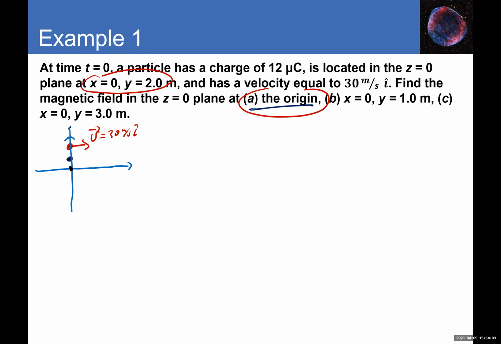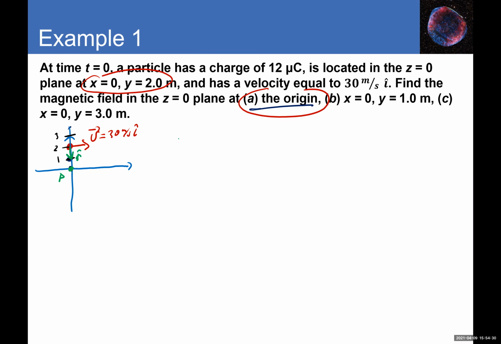Then this is y equals 1, y equals 2, and here's y equals 3. That means I have those as points of interest. First I'm going to take the origin as a point of interest. Here's my point of interest. So the r hat vector is going to be like this.